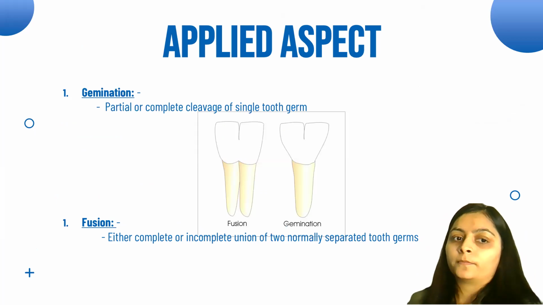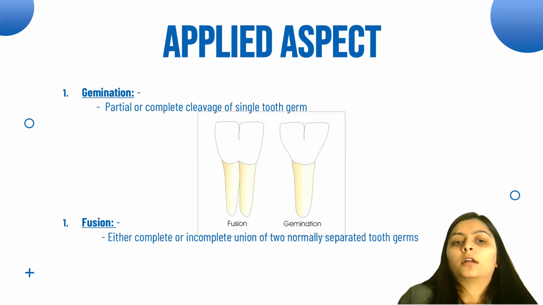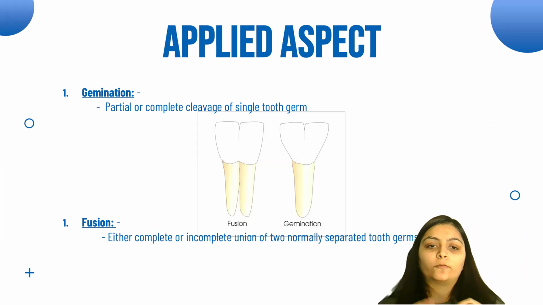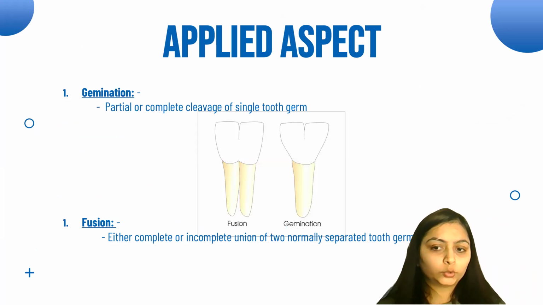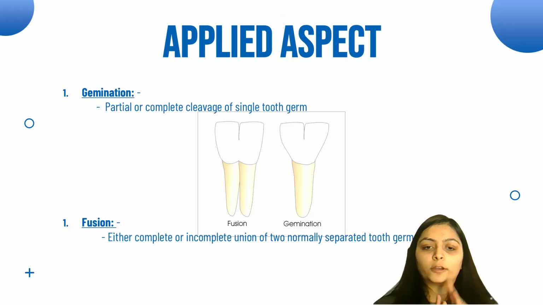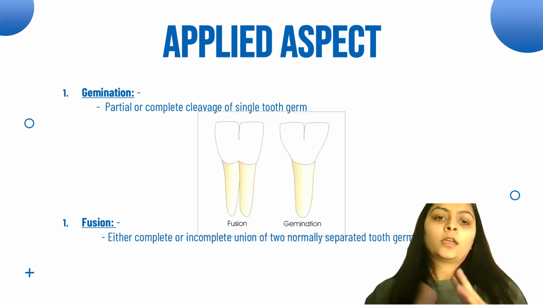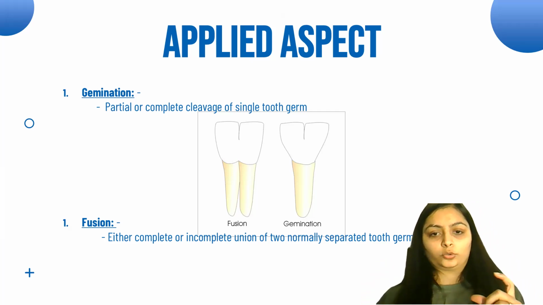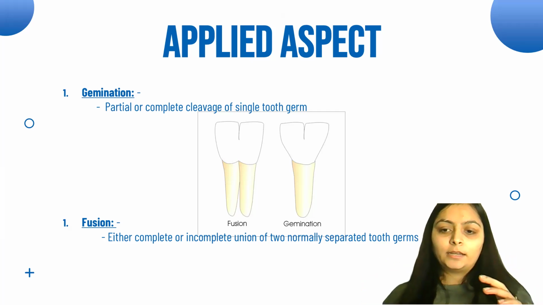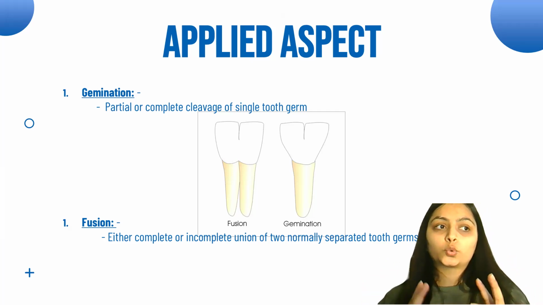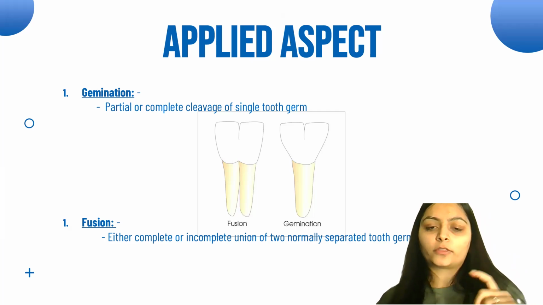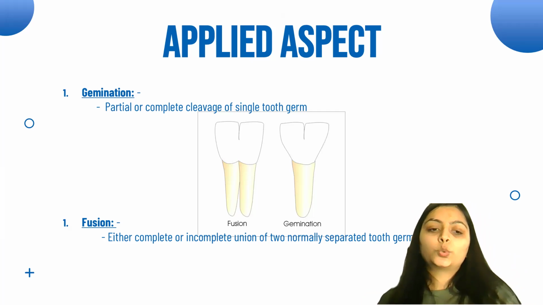What do you mean by gemination? The partial or complete cleavage of a single tooth germ. Like a single tooth germ is partially or completely divided into another tooth germ. If it is a partial differentiation, then it will resemble two crowns but a single tooth. But if it is completely divided, then it will result in two same-appearing crowns along with the root. It is also known as twinning.